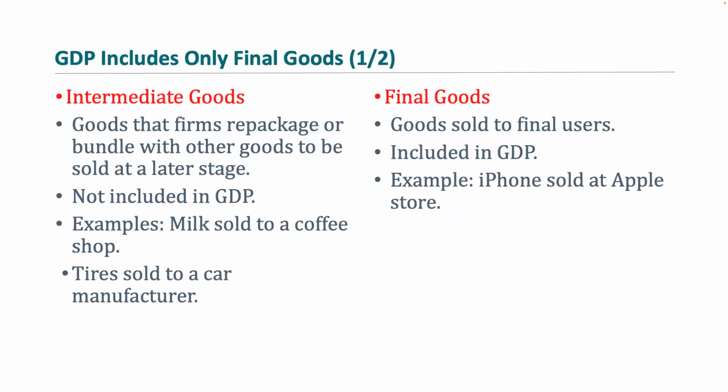If intermediate goods were counted as part of GDP, they would essentially be counted twice. That's because intermediate goods are goods that firms repackage or bundle with other goods to be sold at a later stage. This is like milk that we sell to a coffee shop, or tires to a car manufacturer, things that are going to be put into something else and then sold again. Their value increases the market value of the final good, and double counting these would bias our measure of GDP upwards. Final goods are the goods that we actually sell to final users, and these are included in GDP, like iPhones that you buy at an Apple store.